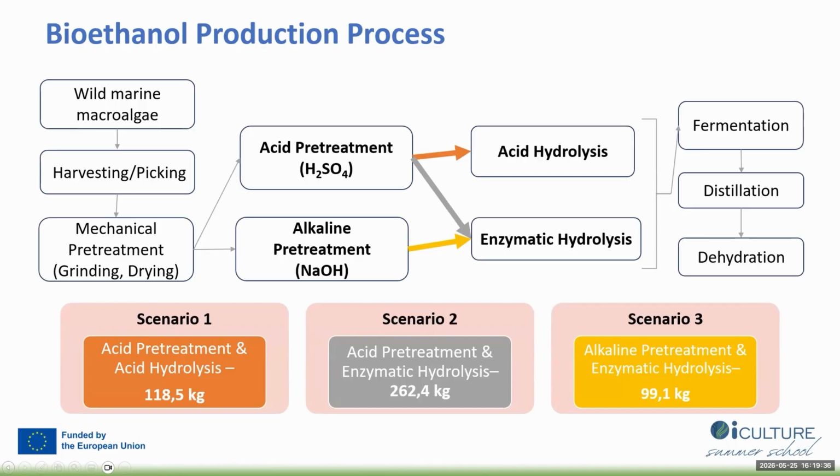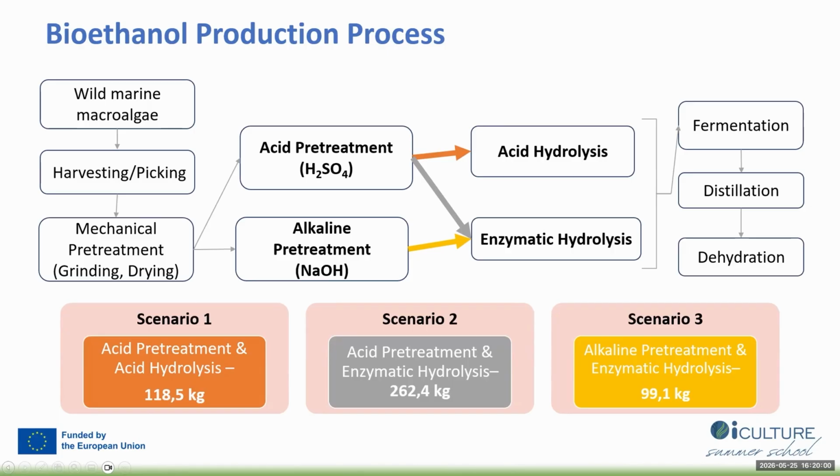At the end of the entire process, specifically after the dehydration stage, a final quantity of bioethanol was produced for each scenario. As you can see from the data, scenario 2 achieved the highest yield, producing the largest quantity of bioethanol with 262.4 kilos, which is our ultimate target.